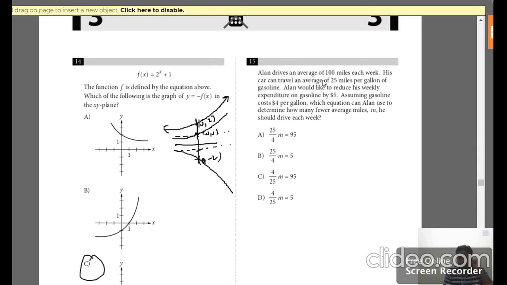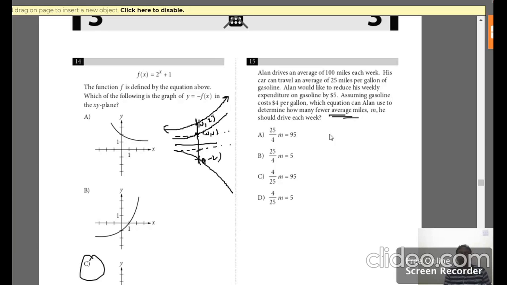Alan drives an average of 100 miles each week. His car can travel an average of 25 miles per gallon of gasoline. Alan would like to reduce his weekly expenditure on gasoline by $5, assuming gasoline costs $4 per gallon. Which equation can I use to determine how many fewer average miles M should drive each week?